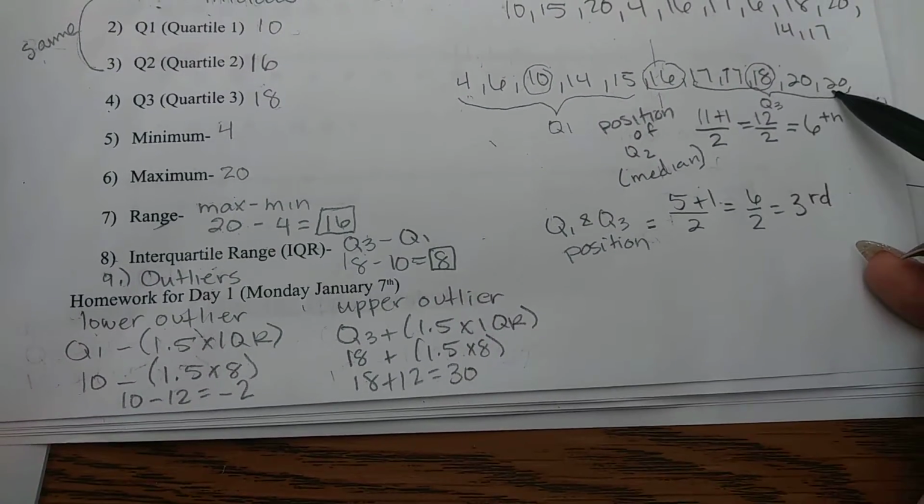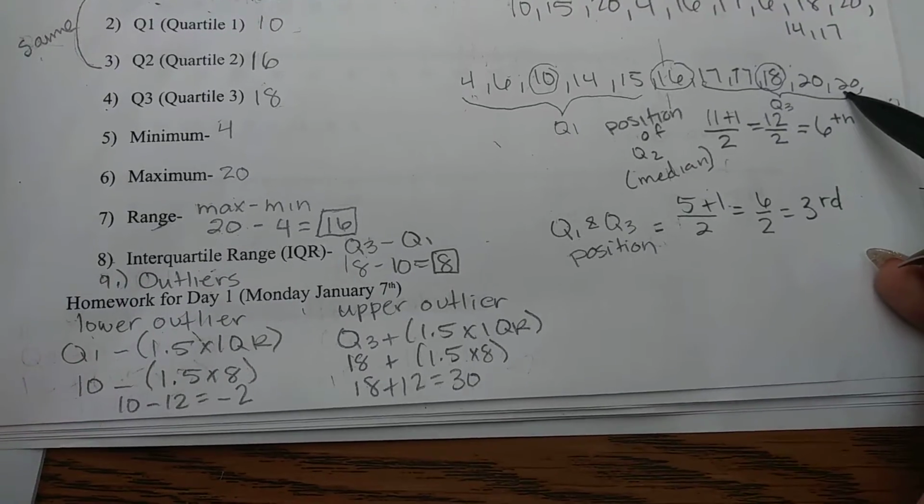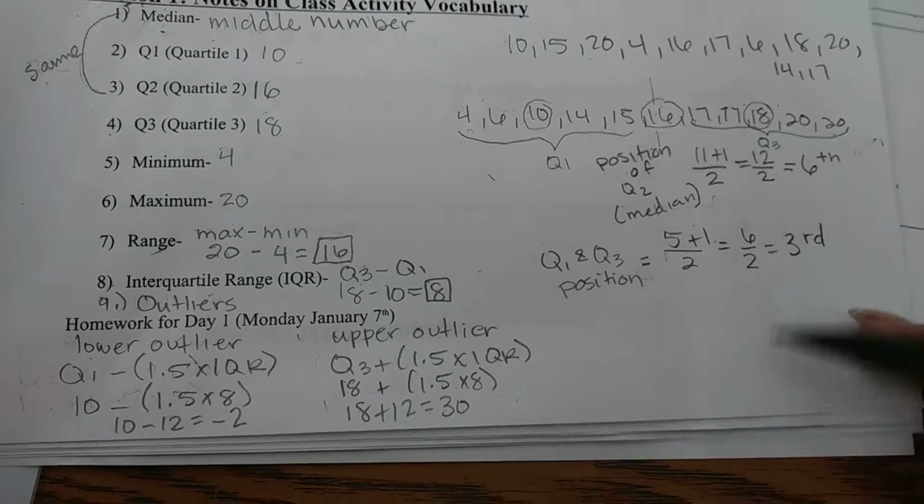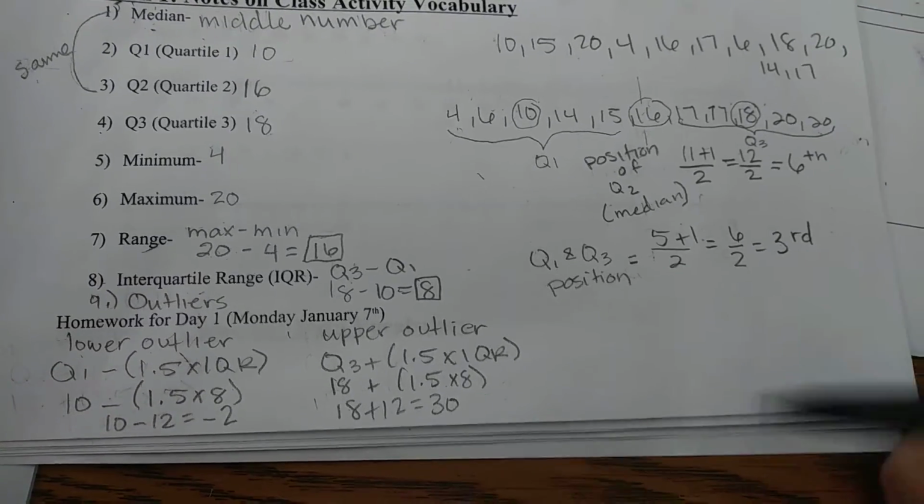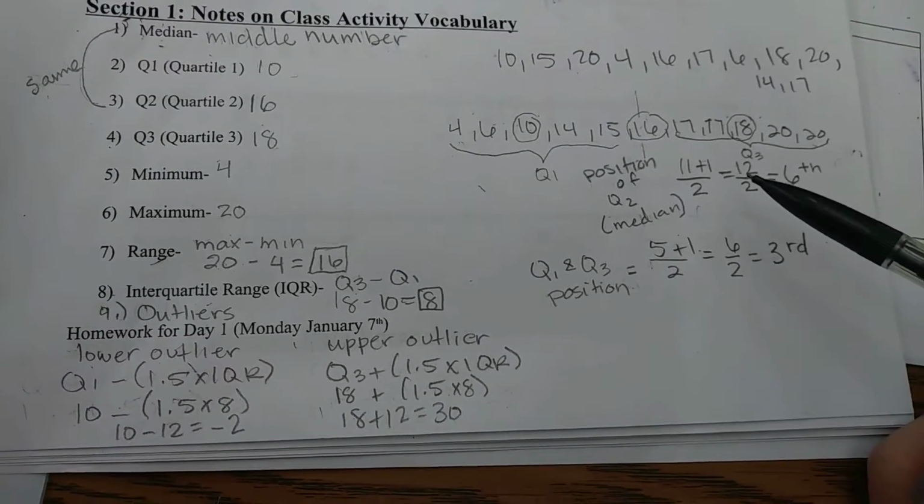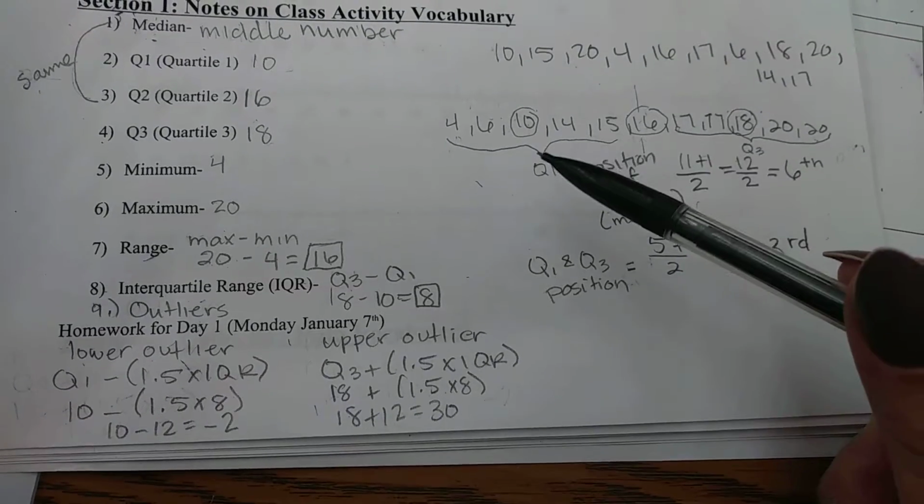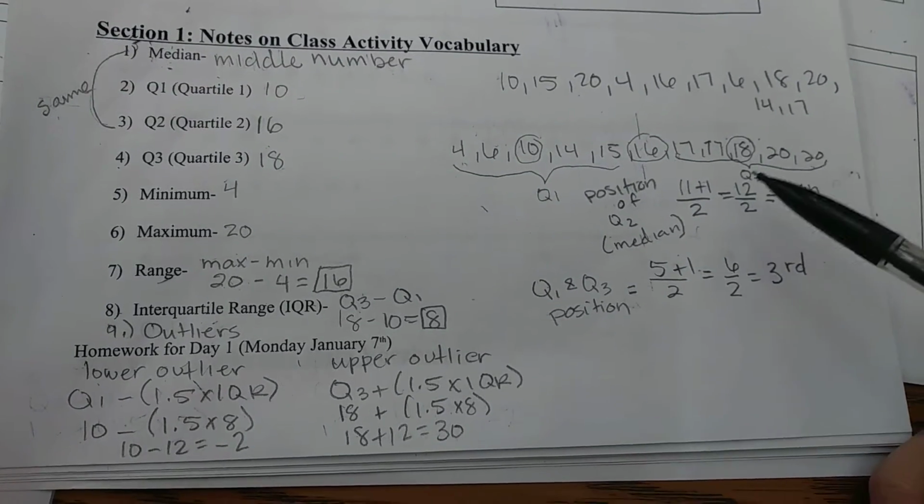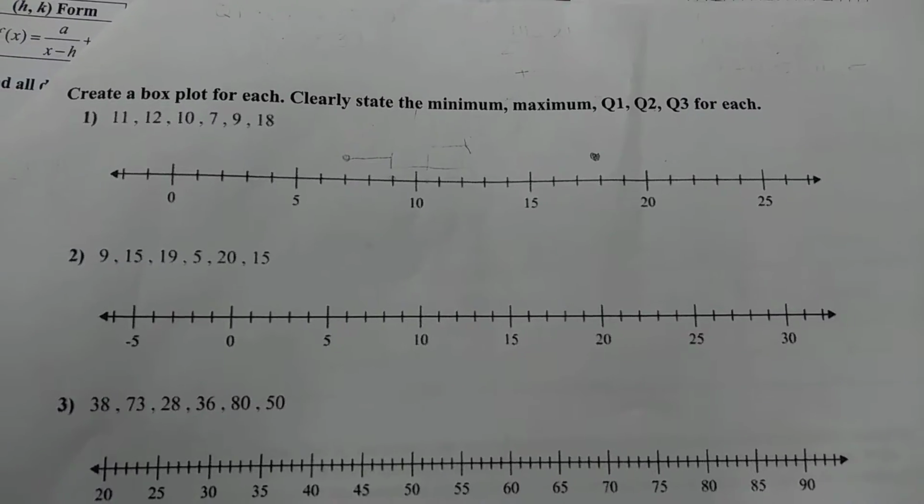Again, 20 is less than 30, so 20 cannot be an outlier. If we had a number greater than 30, that would be our outlier. Thankfully, we don't have any outliers either way. We don't want outliers, so this is a good set of data that is represented equally.